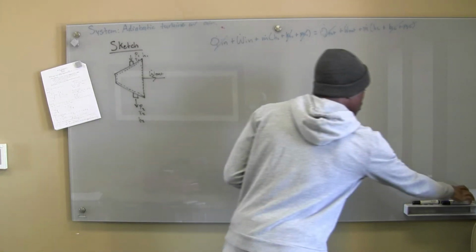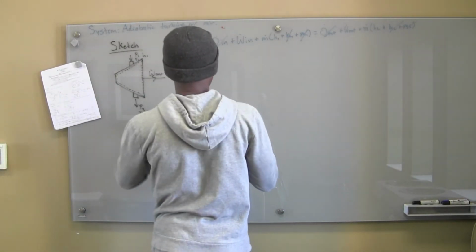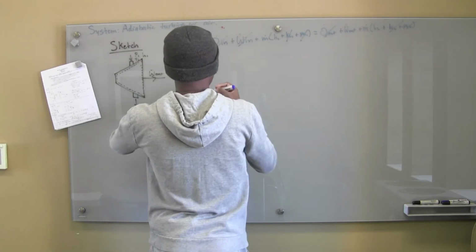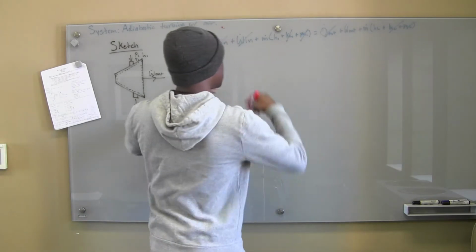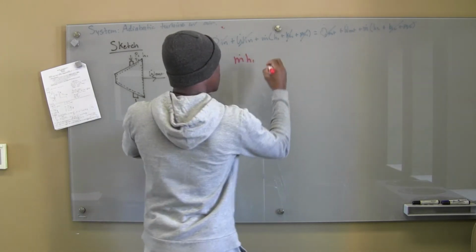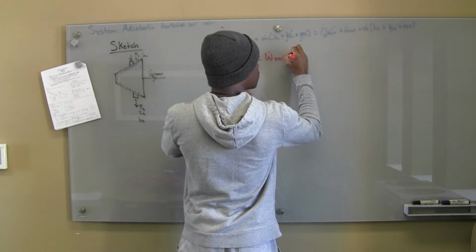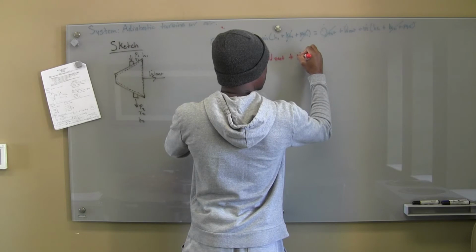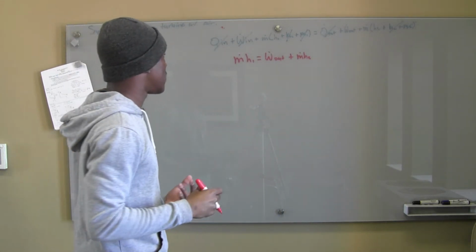Sorry, there's no work in also for a turbine, right? Because turbines produce work rather than taking work in. They produce work at the expense of pressure, right? So we end up being left with something that looks like this. m dot h1 is equal to W dot out plus m dot h2, right? And it's very simple to solve from here.